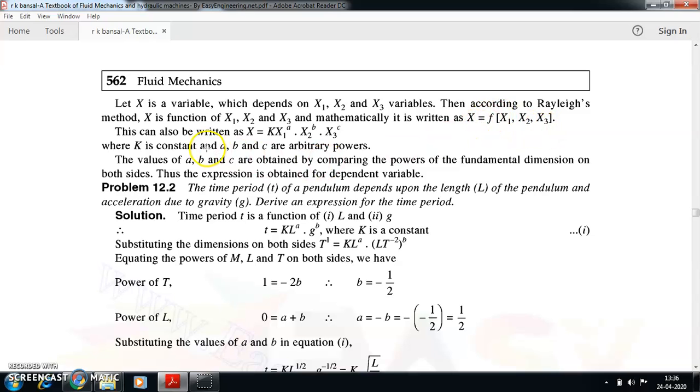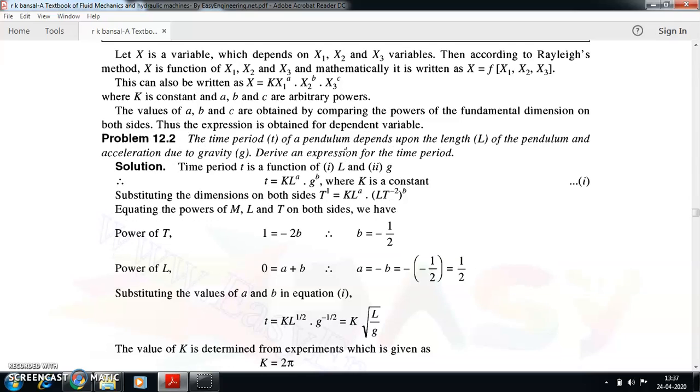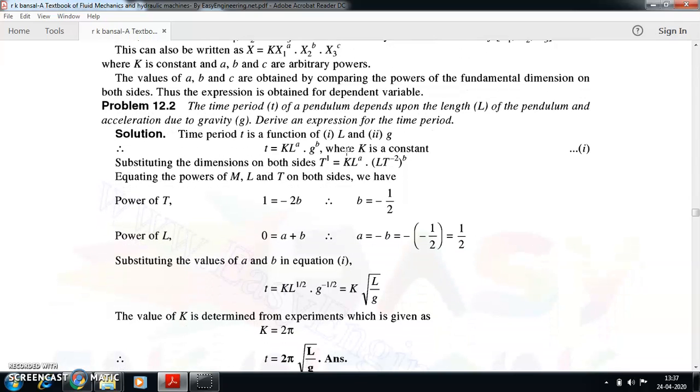If I expand this, I can write x equal to some constant k into x1 to the power of a, x2 to the power of b, x3 to the power of c. See, I have removed this particular function and included the powers a, b, c for each variable x1, x2, x3, where k is a constant and a, b, c are some arbitrary powers. By using simple mathematics, we can find the values of a, b, c. So how are we going to do it? We will just see an example, then you will be able to understand.